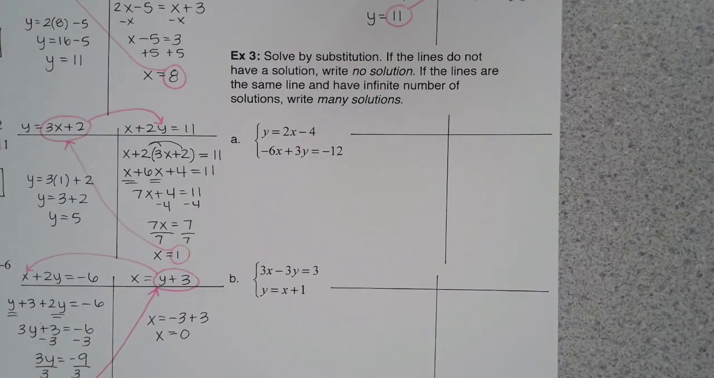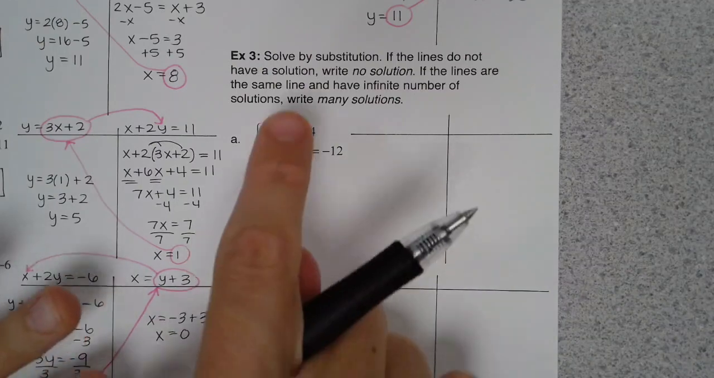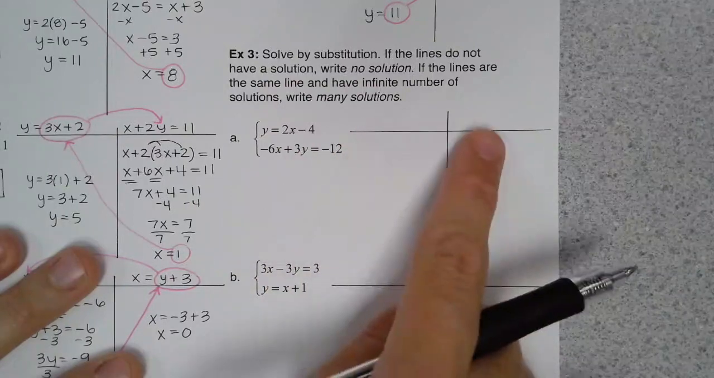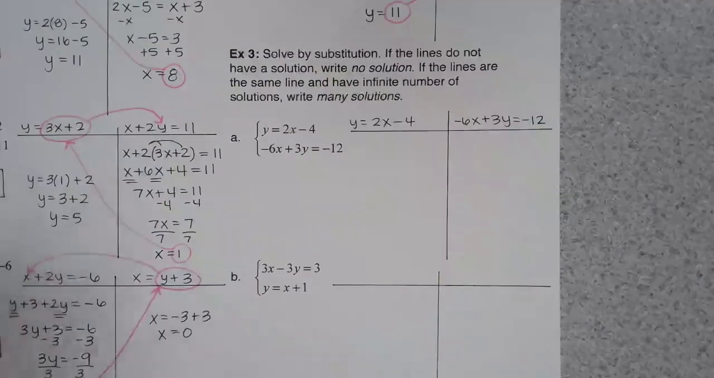When we're solving a system by substitution, we can also get no solution or many solutions as the answer to a question, and so that's what these last two problems today involve. Remember, anytime you see that it says solve by substitution, you're going to go ahead and write one of the equations down on either side of the t-table.